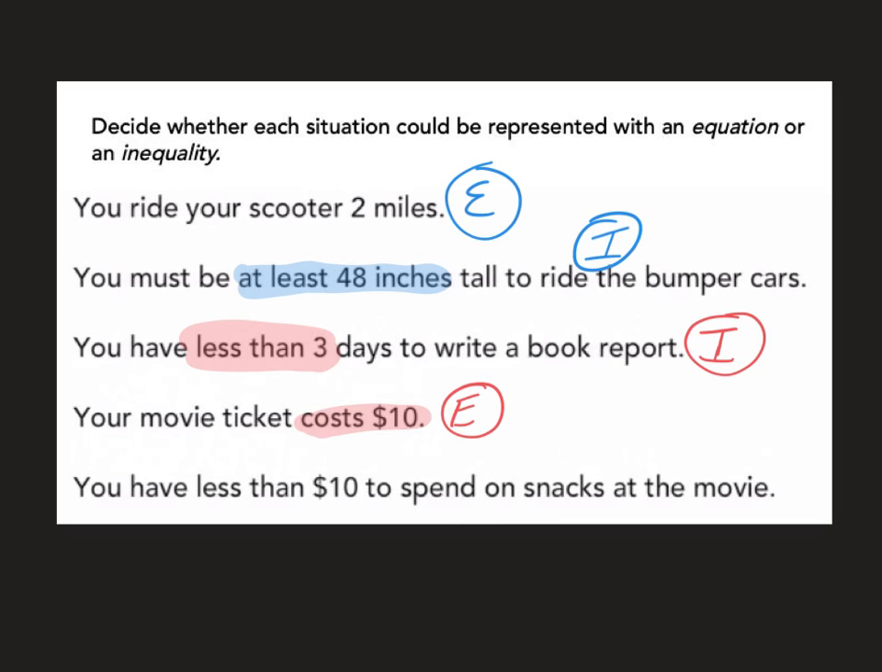And finally, you have less than $10 to spend. Well, then how much does that mean? Does that mean 10? No, it says less than 10. What numbers are less than 10? 9, 8, 7. So if there's more than one solution, and there seems to be, then that is going to be an inequality. Okay? I hope this is making sense.